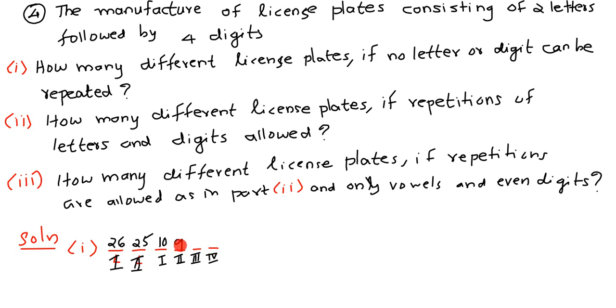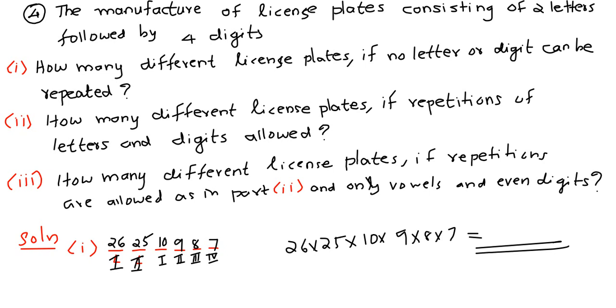One in second place. Remaining 8 choices can be filled in third place. So we fill only one in third place out of 8. Then the remaining seven digits are there, so in fourth place there are 7 choices. So by the extension rule of product, there are 26 into 25 into 10 into 9 into 8 into 7. This is the answer. Different possible plates are there. You understand?